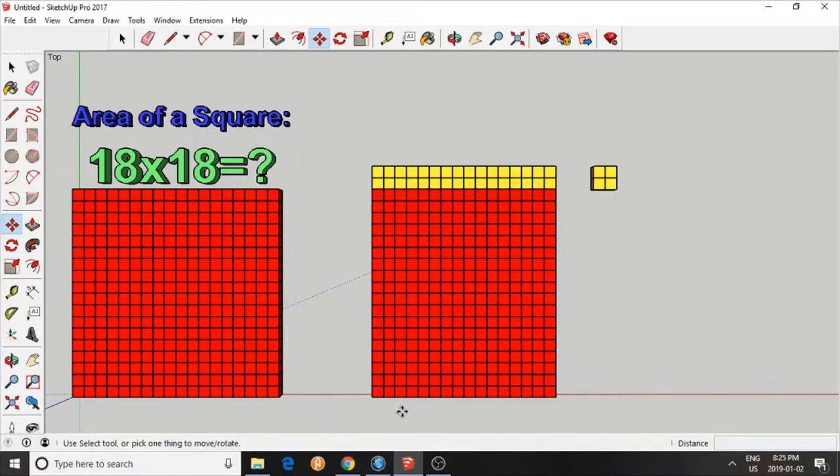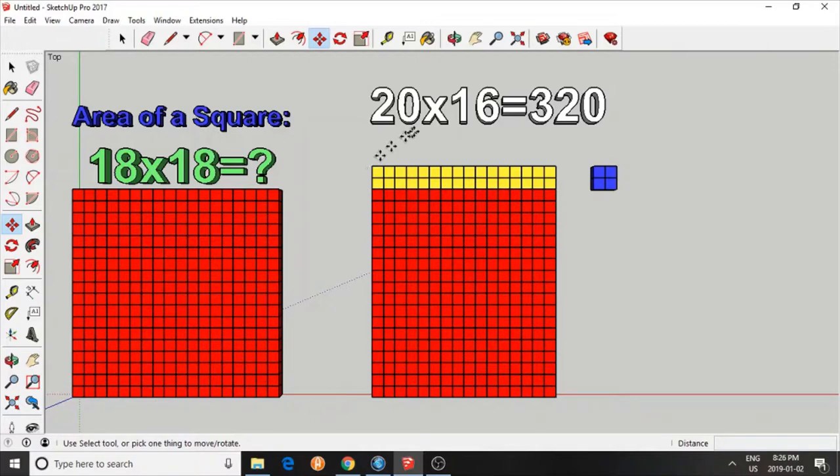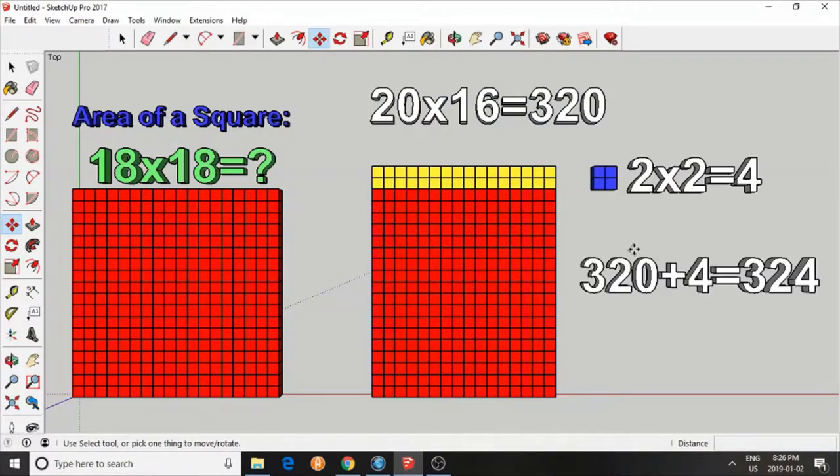Now what happens here, that is that I have 20 times 16, which makes this one 320, plus square of 2, which is 4, and the answer is 324, and that's the area. This can be done in your head. It's a good mental math skill.